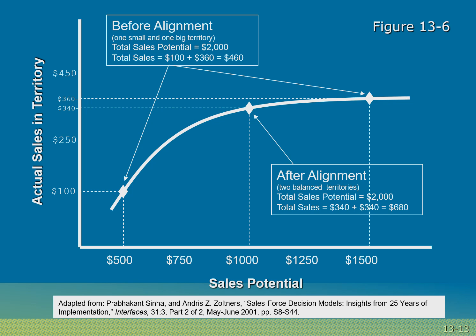Once your sales force or sales territory is assigned, you may need to make some adjustments, right? You adjust to achieve the maximum amount of sales. Just to give an example here, this chart shows before alignment and after alignment. Before alignment, you have one small and one big territory.